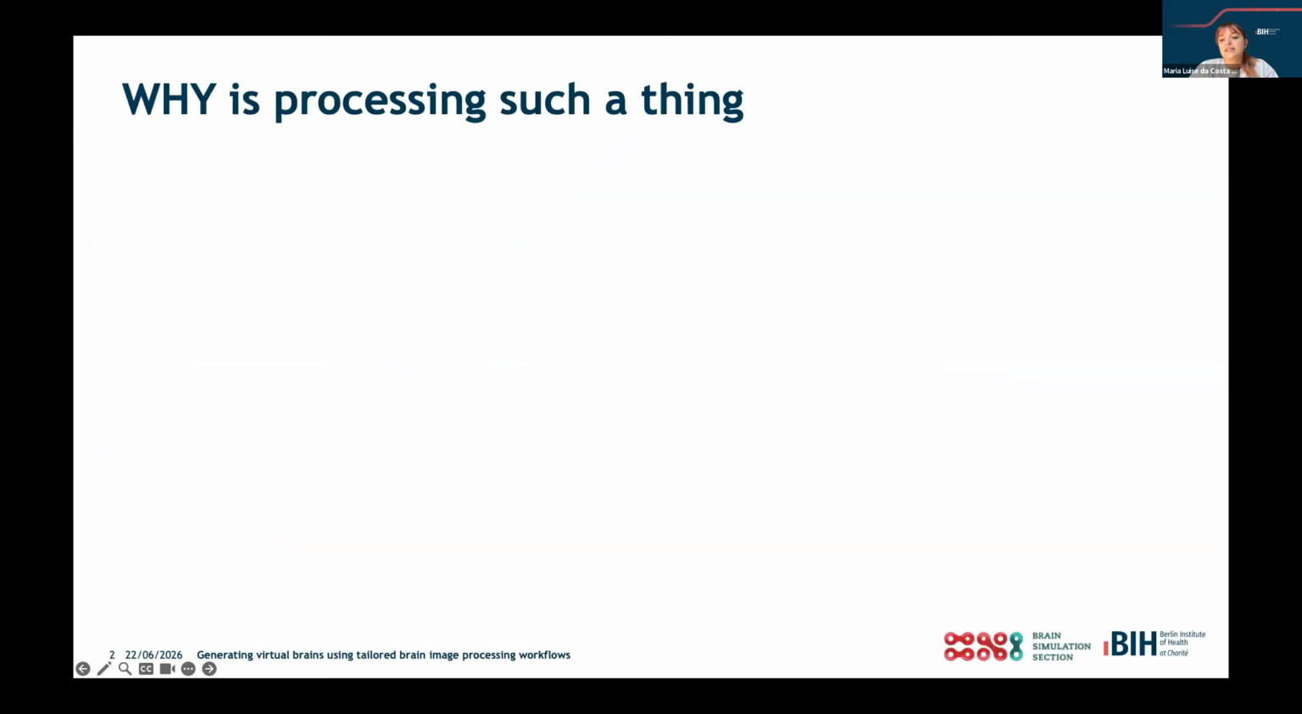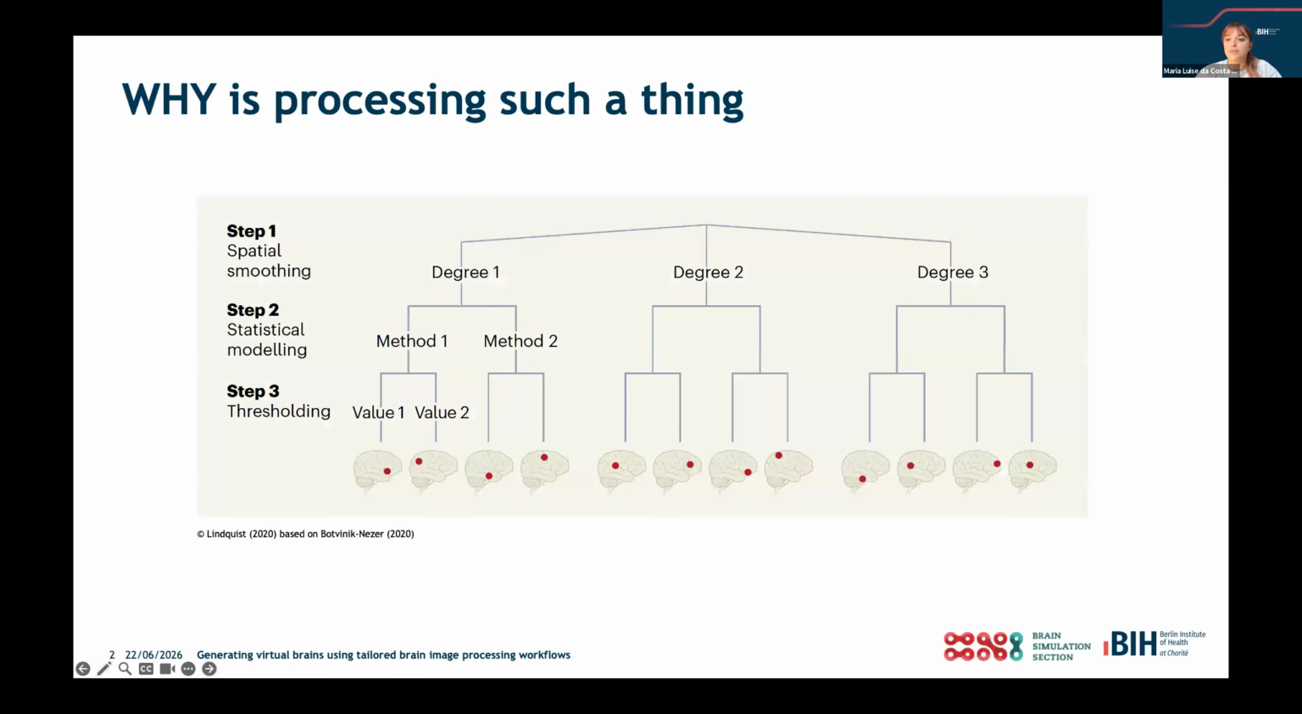But why is processing such a thing? Or why do we dedicate one whole lecture to processing and quality control? To illustrate this, let's take a look at this study by Rotem and her colleagues. They provided the same fMRI dataset to 70 independent research teams and asked them to test 9 exactly the same hypotheses. And this figure visualizes what happened.